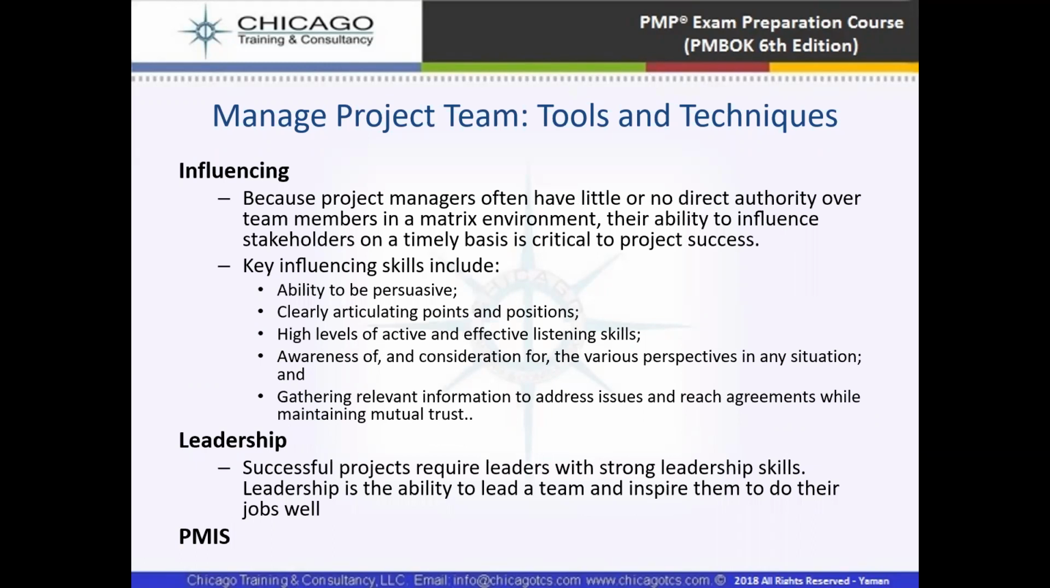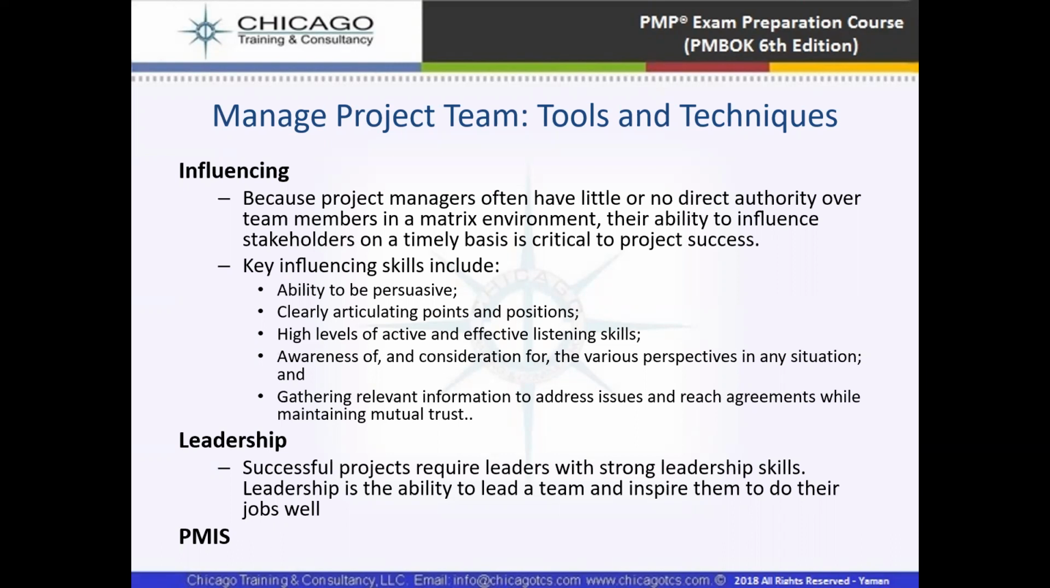Another technique is influencing. Project managers often have little or no direct authority over the team members in a matrix environment. The ability to influence stakeholders on a timely basis is critical to project success. The skills include the ability to be persuasive and clearly articulate points and positions, and high levels of active and effective listening skills. So a project manager in a matrix environment does not have a lot of authority, but he can use these key influencing skills to help manage the project team.